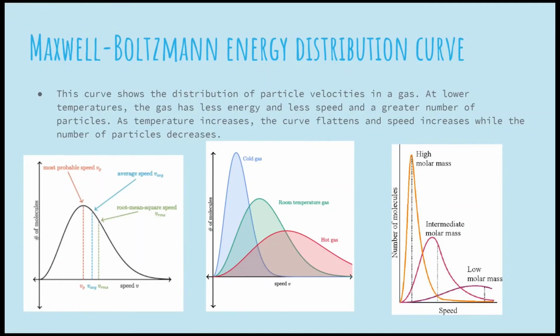All right, the next concept is the Maxwell-Boltzmann energy distribution curve. This is a complicated graph that is involved with this idea of kinetics. The curve shows distribution of particle velocities in a gas. At lower temperatures, the gas has less energy and less speed and a greater number of particles. As temperature increases, the curve flattens and speed increases while the number of particles decreases. You can see in the graphs listed below how the concepts I just discussed work with the graphs. You can pause the video if this is moving too fast for you also.